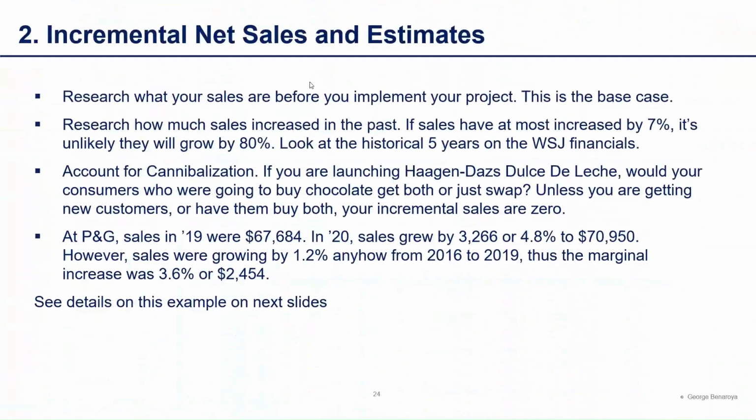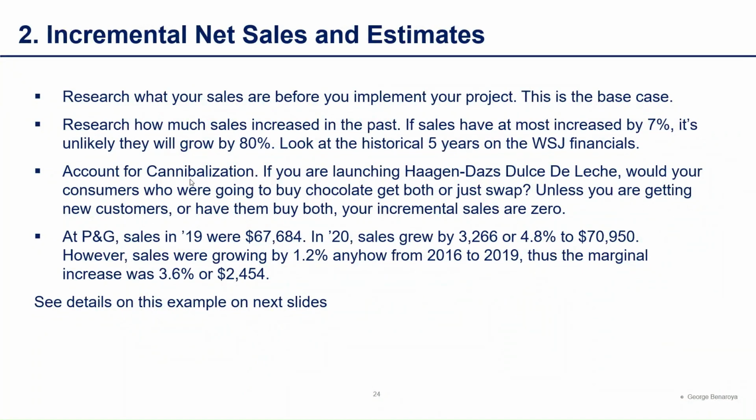Incremental net sales and estimates. Research what your sales are before you implement your project. This is the base case. Research how much sales increased in the past. If sales have at most increased by 7%, it's unlikely they will grow by 80%. Look at the historical 5 years on the Wall Street Journal financials.